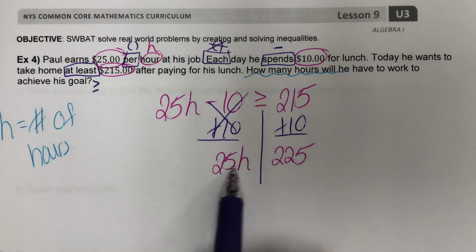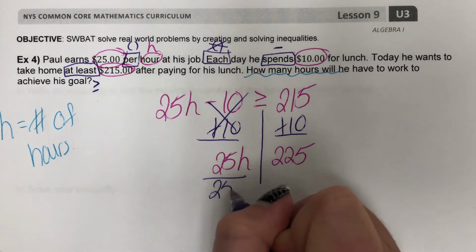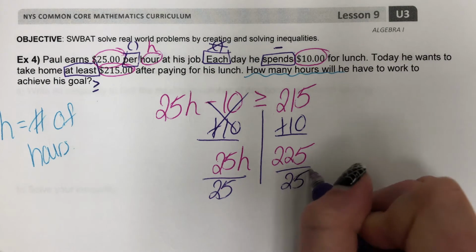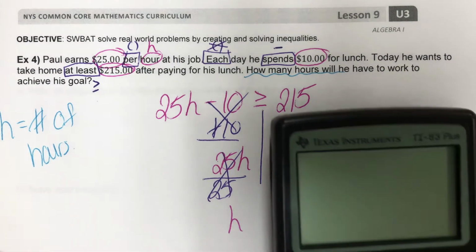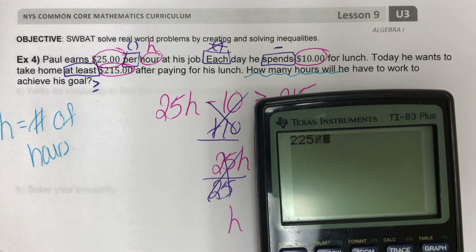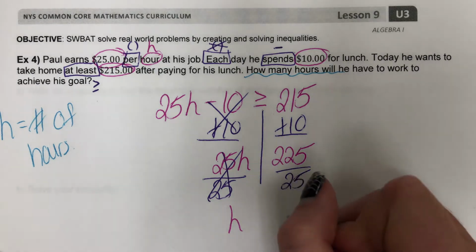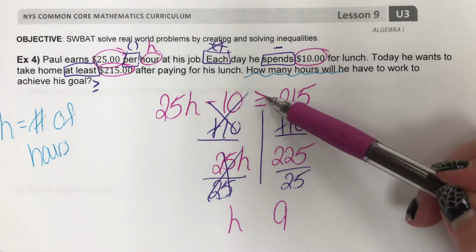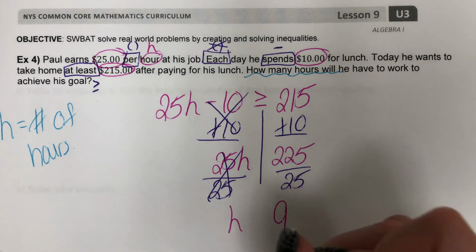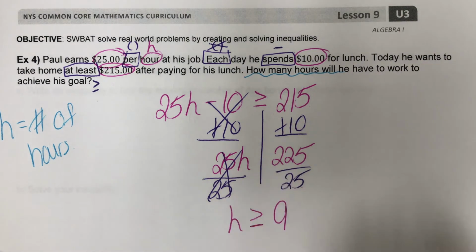The opposite of multiplying is dividing. So I'm going to divide 25 on both sides. This cancels. Now I have an H. 225 divided by 25. Let's type that in. Boom. It's a whole number, 9. Pretty cool. Did I divide by a negative? No. So is my inequality going to change? No. It's going to stick as greater than or equal to.